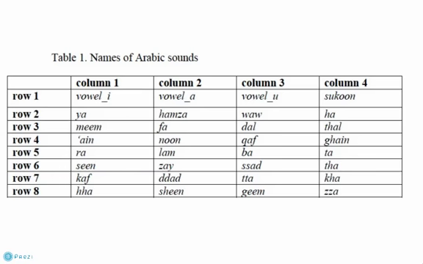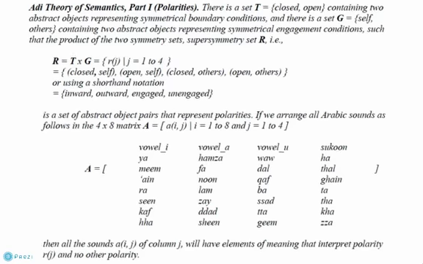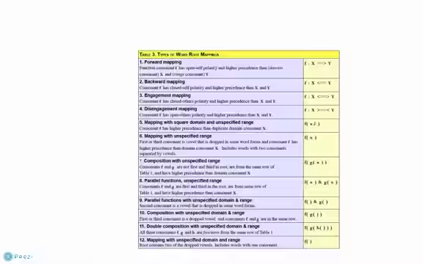Reedware's application of the Adi theory of semantics begins with the matrix of sounds, or phonemes. 2 abstract objects model a symmetrical boundary condition, closed and open. Another set of abstractions represents symmetrical engagement, self and others. The dot product of these 2 abstracted matrices of cognitive states yields a shorthand notation: inward, outward, engaged, unengaged. These, in turn, map directly back to the columns of the phoneme matrix as cognitive conditions.